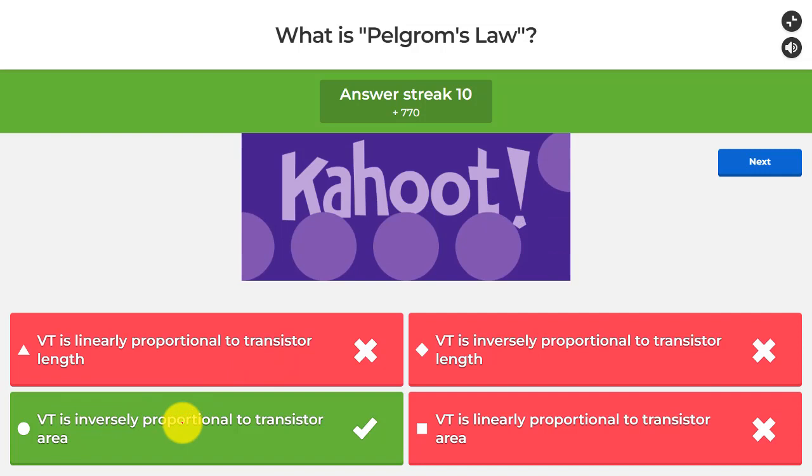Again, VT, or at least sigma VT, is inversely proportional to the transistor area, and not only to transistor length, and it for sure isn't linear.